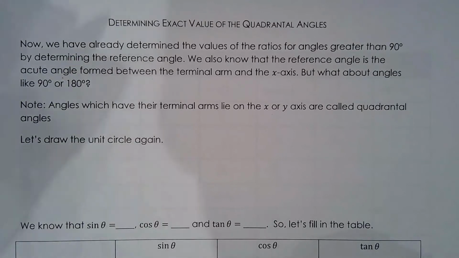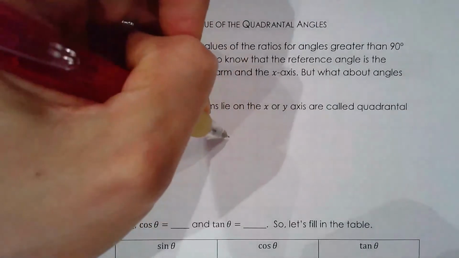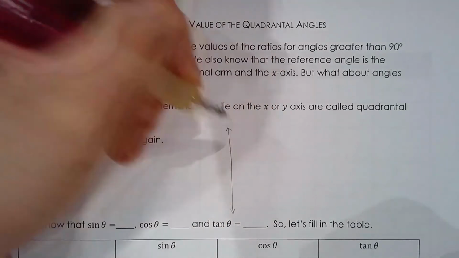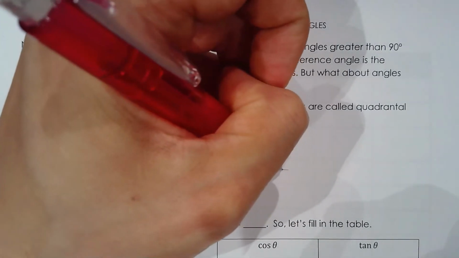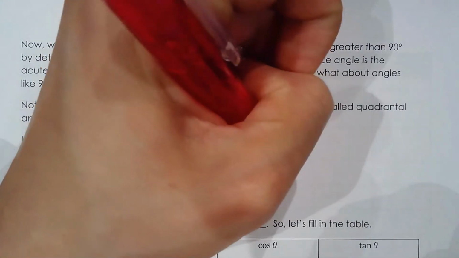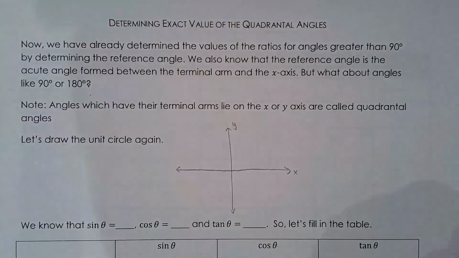From before, it's pretty clear that the unit circle is capable of giving us quite a bit of information about the ratios. So, the tricky part is drawing the unit circle.